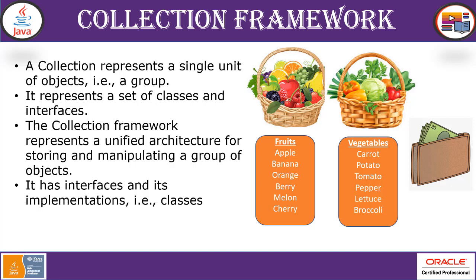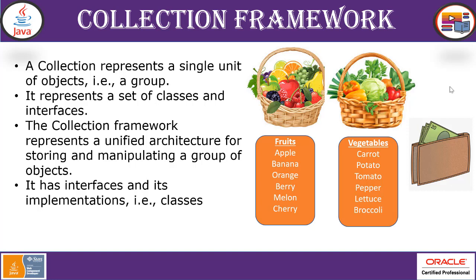Now when I bought these things, I need to pay the money. So another type of item which is in a group, in a collection, is your money, which is inside the wallet. So you can see I have 3 items, which are different types of items grouped in object form. When I have a class of fruits or vegetables or a class of money, I can create an object of it and use it in a collection form. So that is actually a collection framework. It represents a set of classes and interfaces.